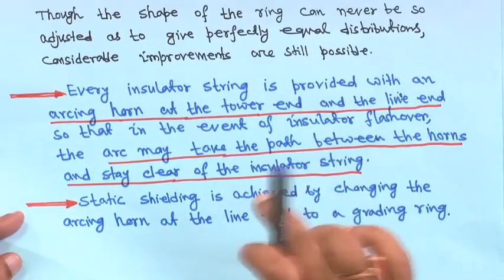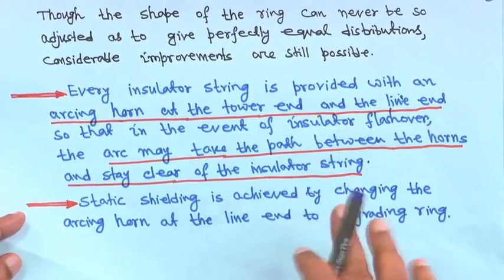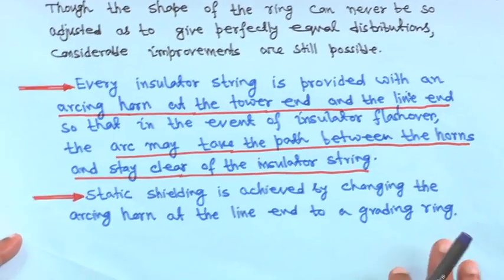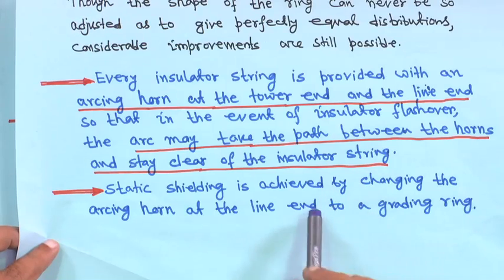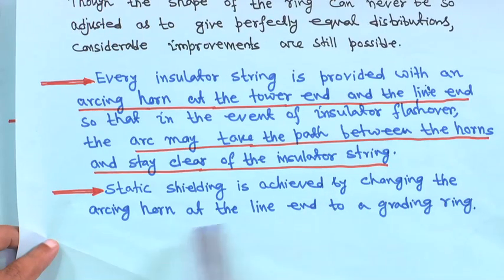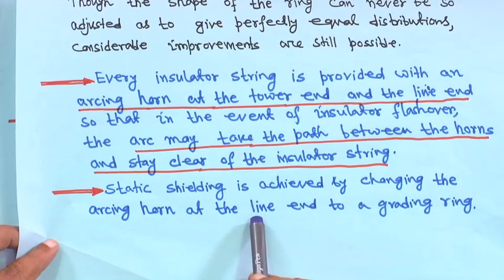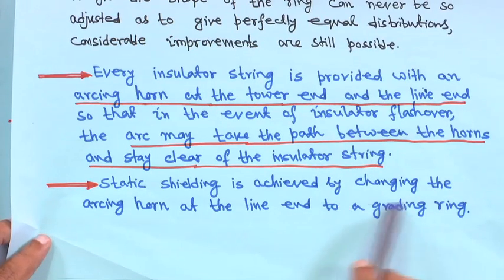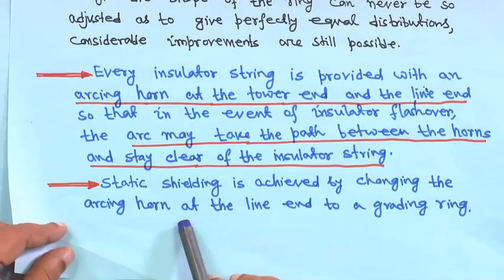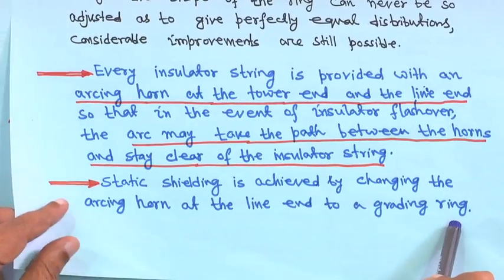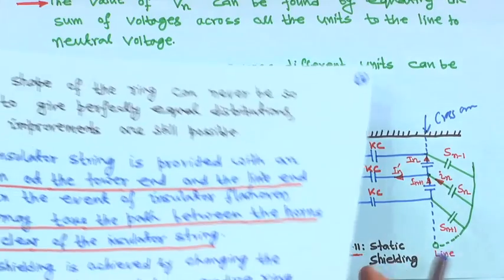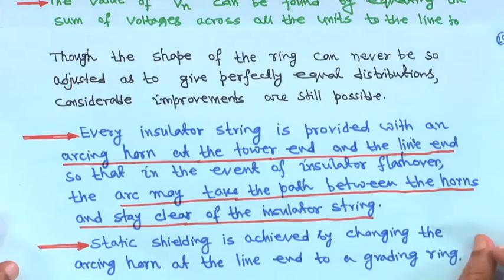If flashover takes place, it will be through that only, and somehow it will bypass that insulator string. So, static shielding is achieved by changing the arcing horn at the line end to a grading ring. So, this is your line end, this is your line end. That means, this way it is possible.